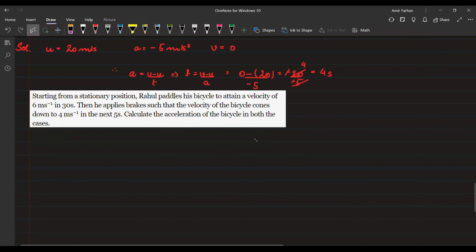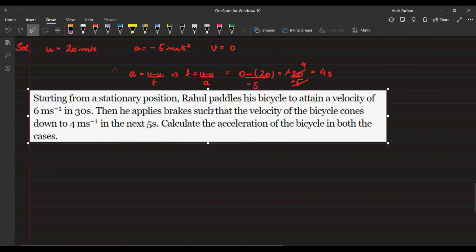मेरा क्वेश्चन. Starting from the stationary position, Rahul paddles his bicycle to attain a velocity of 6 meters per second in 30 seconds. Then he applies the brake such that the velocity of the bicycle becomes 4 meters per second in next 5 seconds. Calculate the acceleration in both the cases. जल्दी से सॉल्व करो आप.